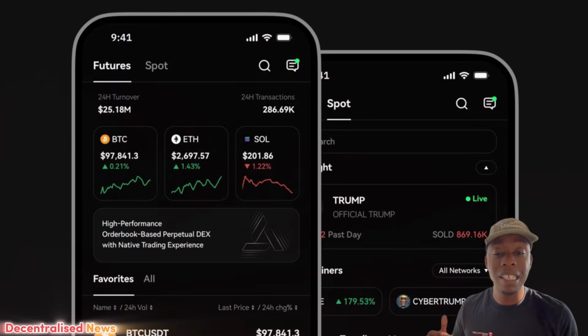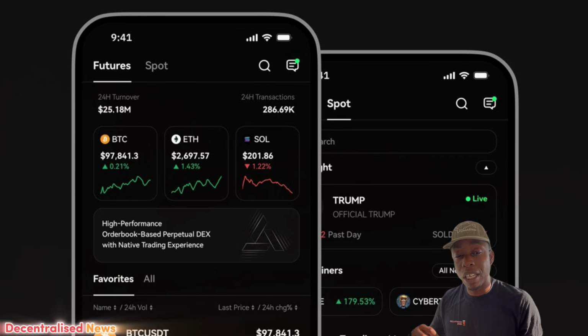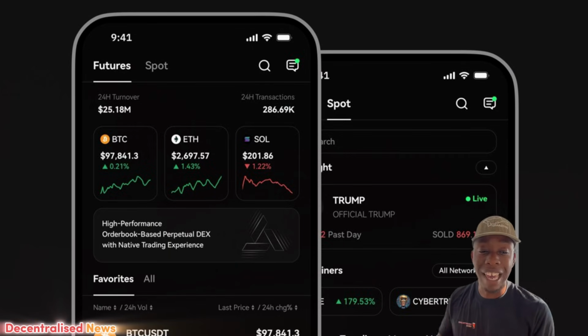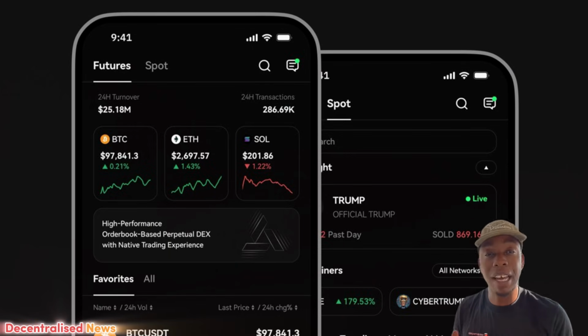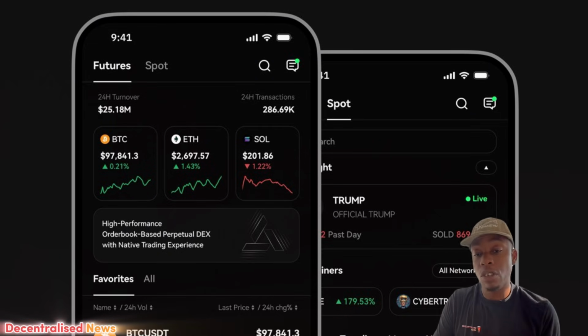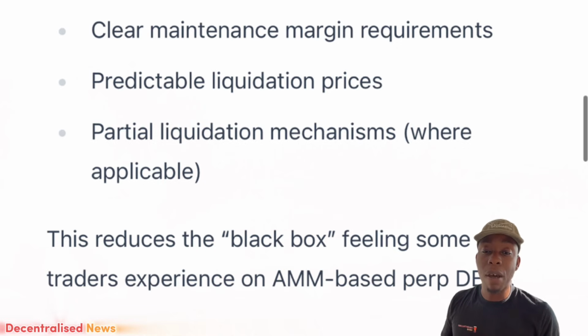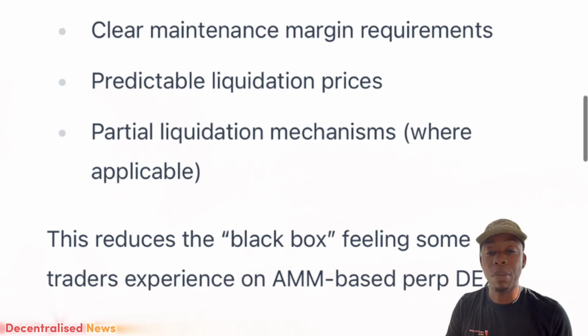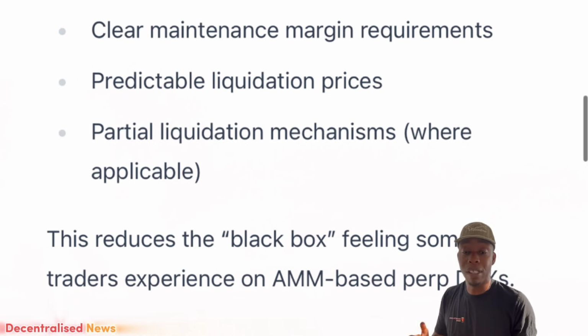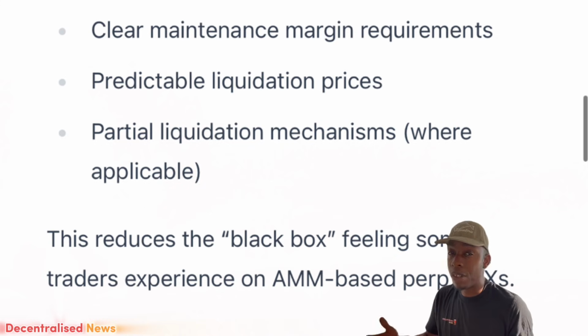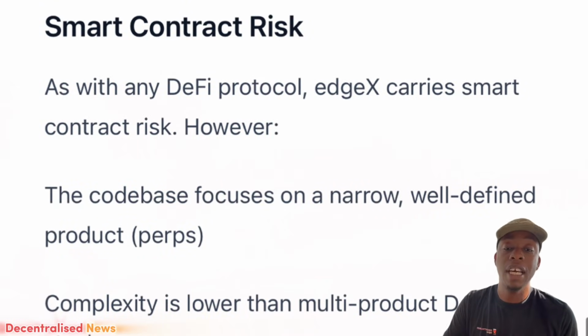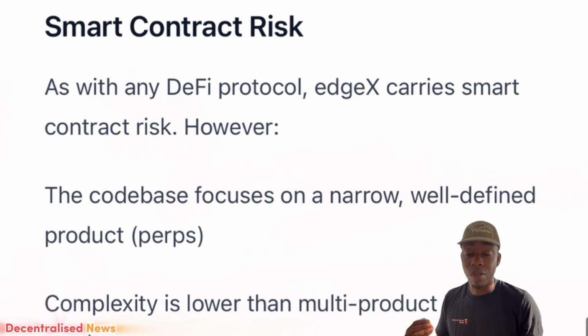Volume sustainability: unlike most platforms, they do show signs of organic trading activity that's driven by execution quality and professional users, right? Risk management: they have clear maintenance margin requirements, predictable liquidation prices, and partial liquidation mechanisms where applicable, right? In the security model, obviously there are always smart contract risks, but the execution logic is very transparent.